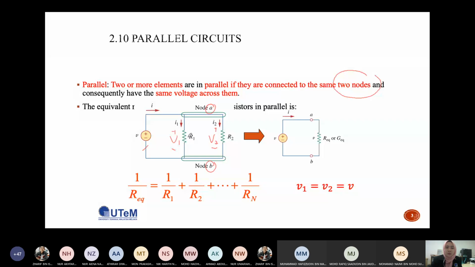If you have a parallel circuit like this, you can still calculate the R equivalent. For example, you have two resistors like this. To calculate the R equivalent, you use this formula where 1 over R equivalent equals 1 over R1 plus 1 over R2. Using this formula, you can get the R equivalent, so you can simplify this parallel circuit to become this circuit, with the resistor here now being the R equivalent.